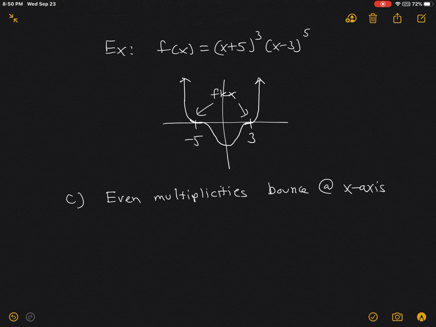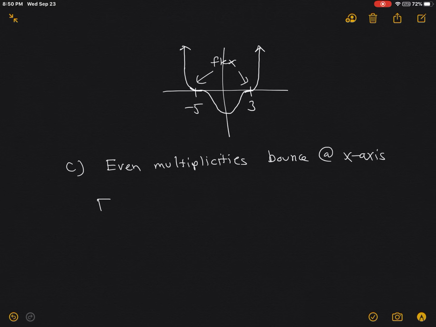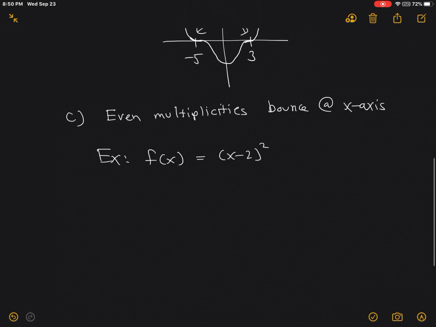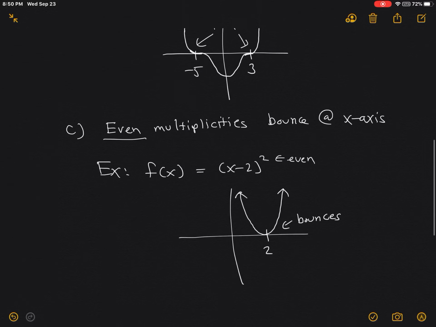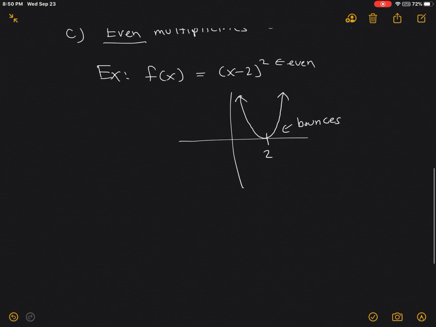at the x-axis. Okay, so what does a bounce look like? Well, you already graphed this function before. How about we just give you a basic quadratic function, x minus 2 squared, right? Would you agree that this is an even multiplicity? And if I say graph at the x-axis, you would say the vertex is at 2, 0, right? It does not cross, it bounces. Okay, so that's true for any even multiplicity of a particular zero.